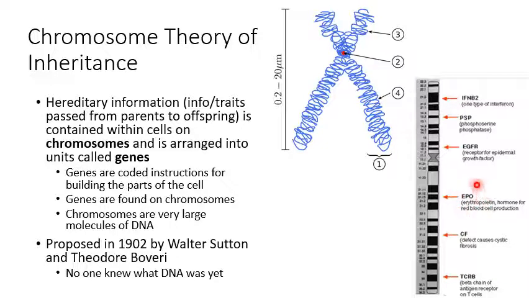And another interesting thing about EPO is that it is a drug of abuse for some athletes. If you take it as a drug, you're going to end up producing more red blood cells, and then you'll have more ability to carry oxygen in your blood, which increases your endurance for sports.